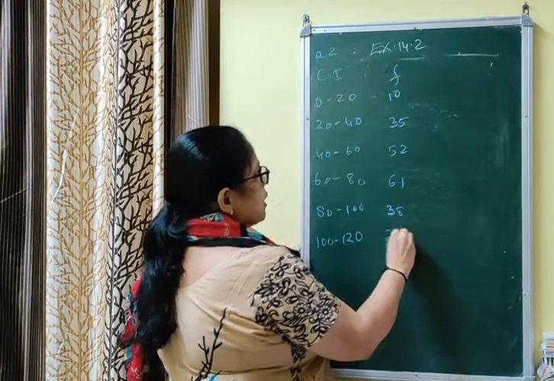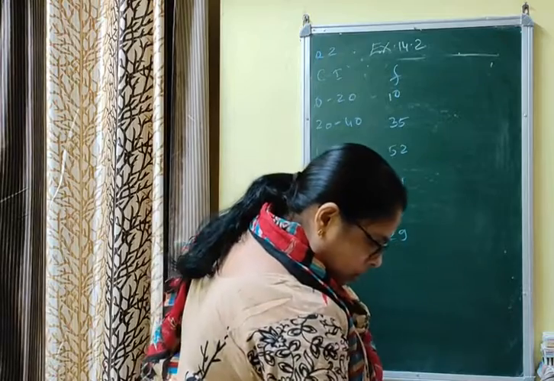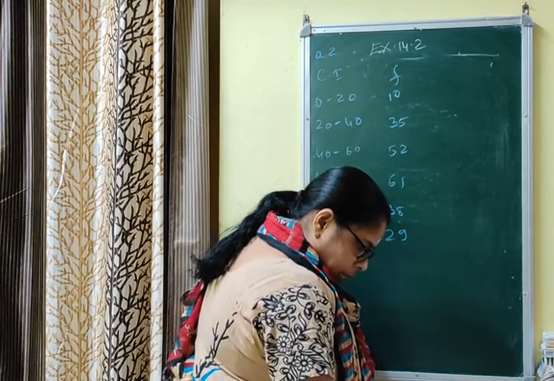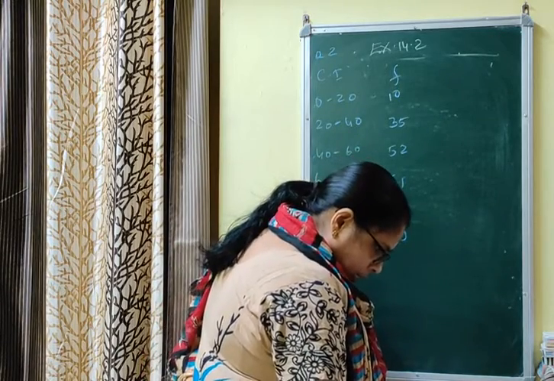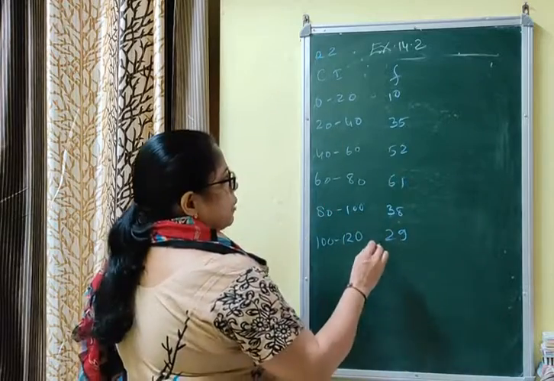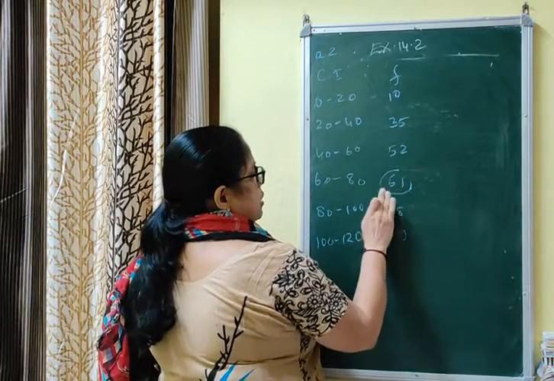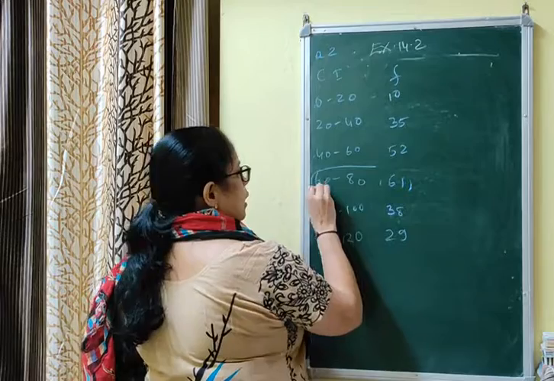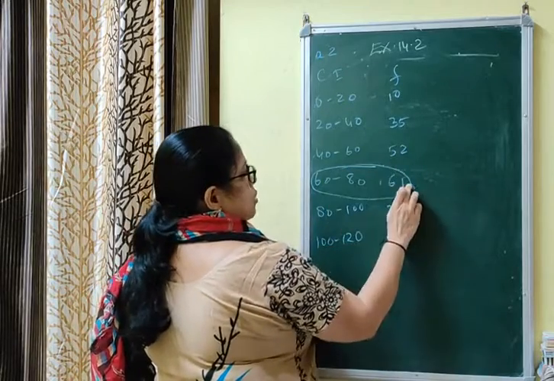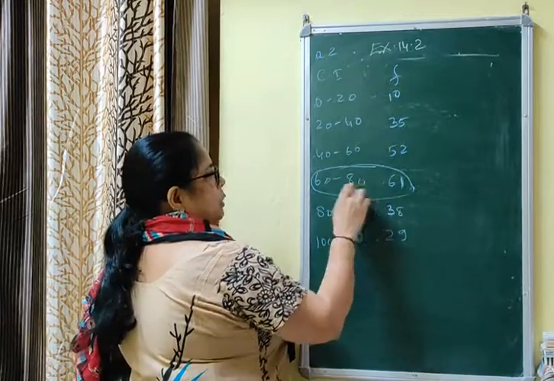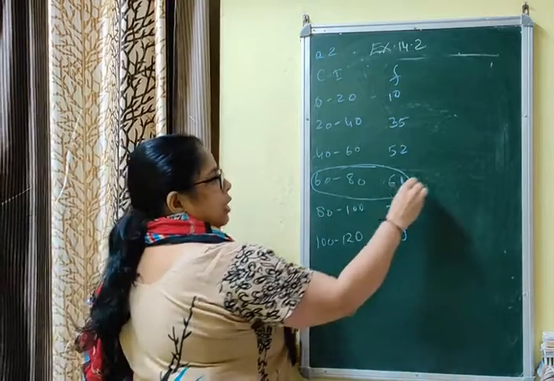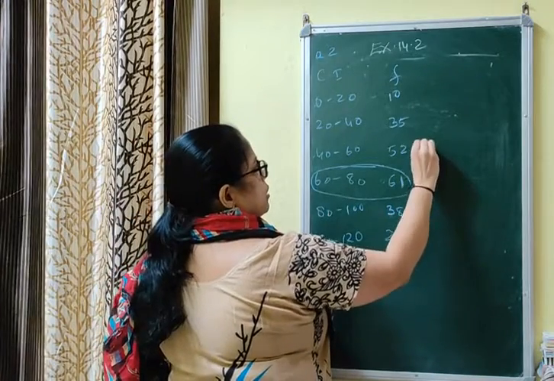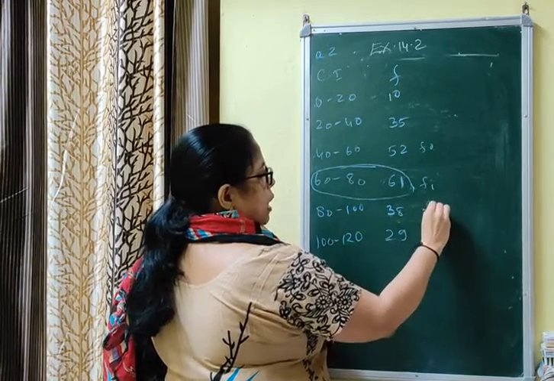Now see what is the highest frequency that you are getting. The highest frequency is coming as 61. That means the modal class is 60 to 80. This is f1. Write it in front of it so that you will not face any difficulty.